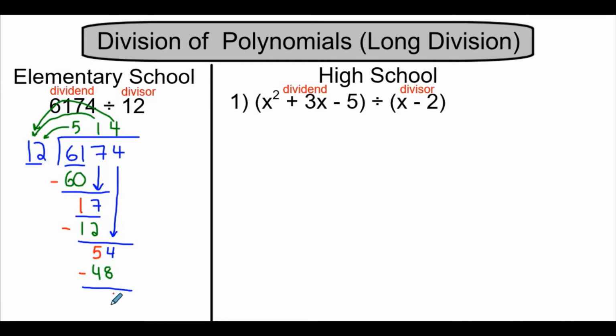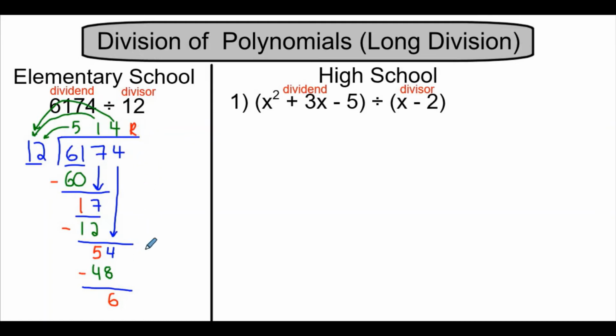And many of you may have learned 2 things. You may have learned to say, well, the answer is 514 remainder 6. Can I tell you that that is probably a bad way to ever think about that, because it's actually the modulus, and we don't write it like that. You might have also been told to put a decimal here and bring down zeros.